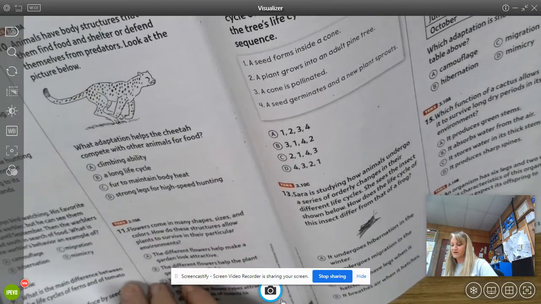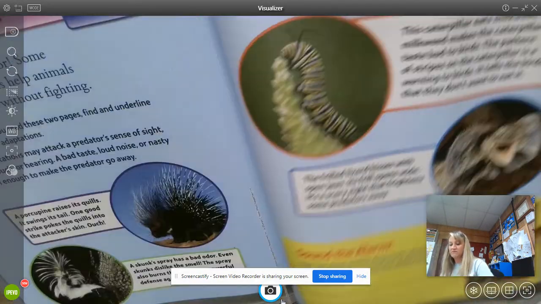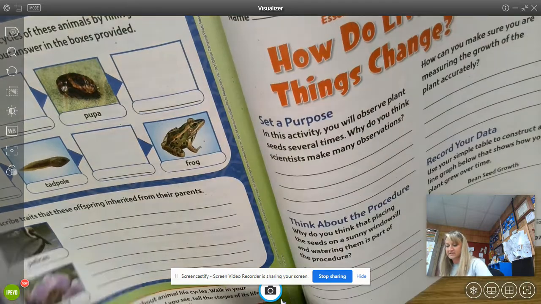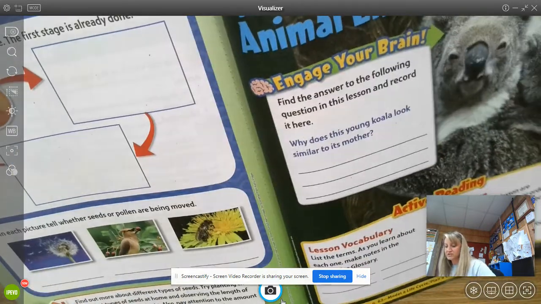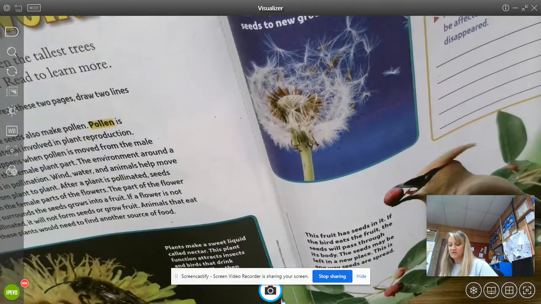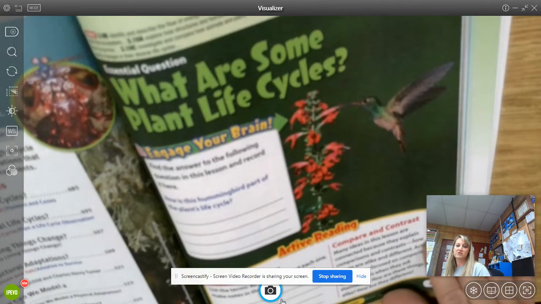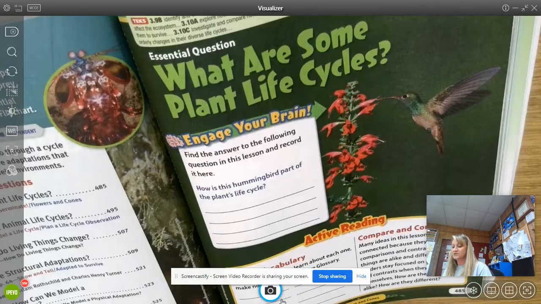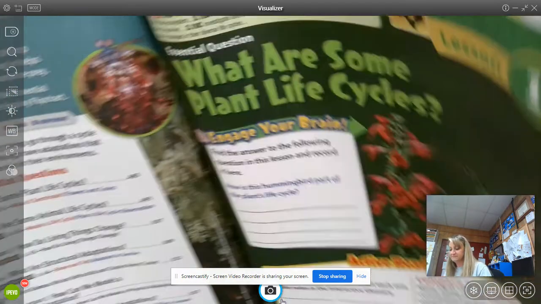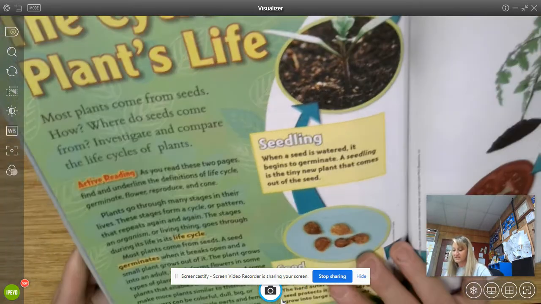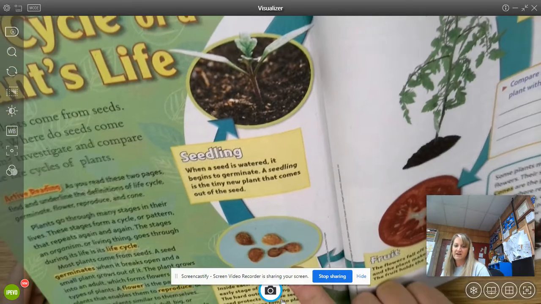So let's go to the very beginning, and I'm going to review you for your test. And you can look up your answers as well. So it's like an open book test. So it starts on page 485. Remember, the yellow words are the most important part. So it says, what are some plant life cycles? And it starts off as a seed right here.